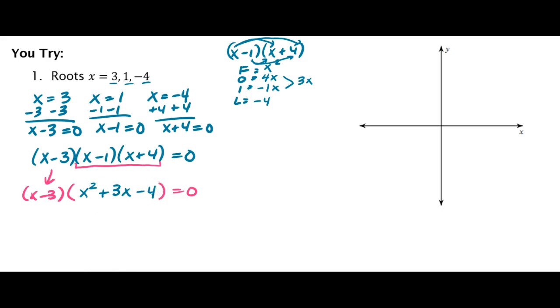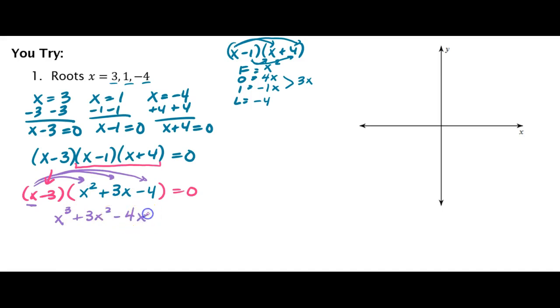Now we have to multiply again, and this time we can't really use FOIL because we're multiplying a binomial times a trinomial. So what I like to do is just be very systematic. So I take my x term and I'm going to distribute it to the three terms that are blue. So I'm going to do x times x squared, x times 3x, and x times negative 4. So x times x squared is x cubed. X times 3x would be positive 3x squared. And then x times negative 4 would be negative 4x.